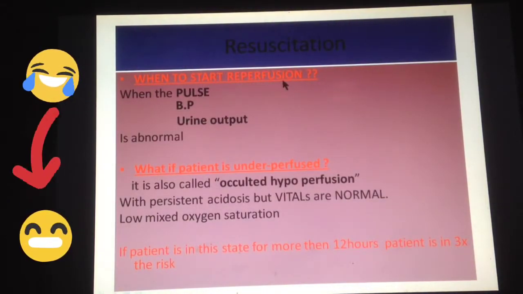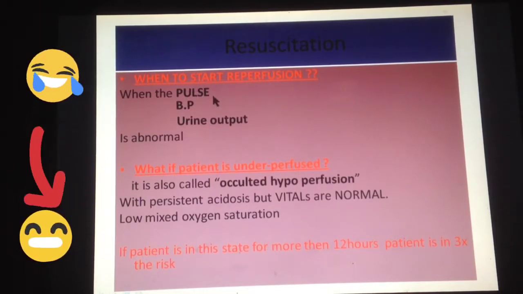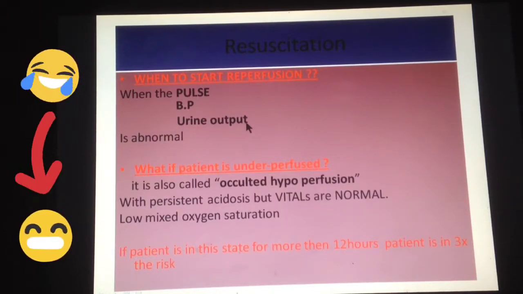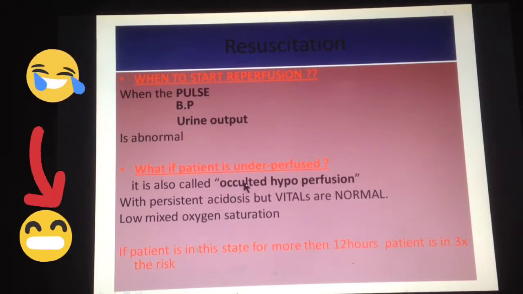So when do we start resuscitation? We start resuscitation when the pulse has increased, the blood pressure has decreased, and the urine output has also decreased or is absent. When we start the patient on fluids, there is a phenomenon known as occult hypoperfusion, in which the vitals have become normal, but there is persistent acidosis and low mixed venous oxygen saturation. Such a state is known as occult hypoperfusion.